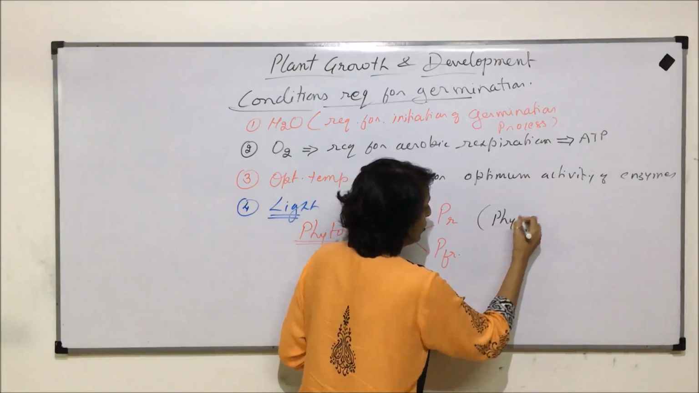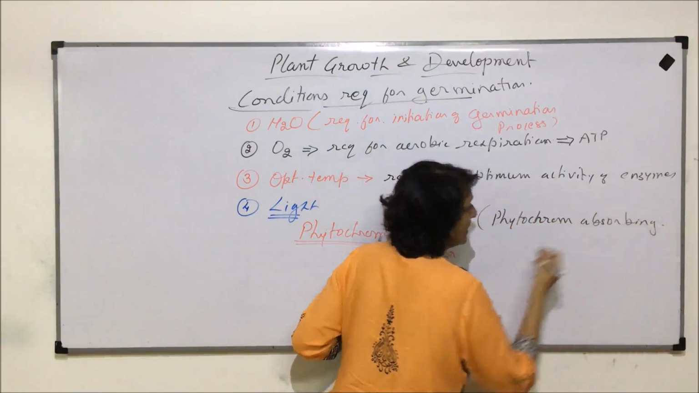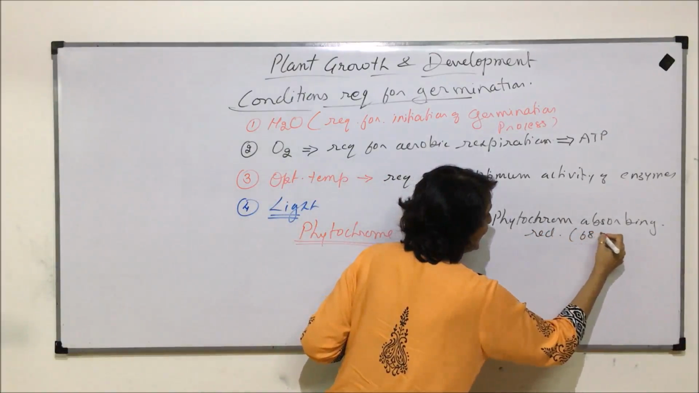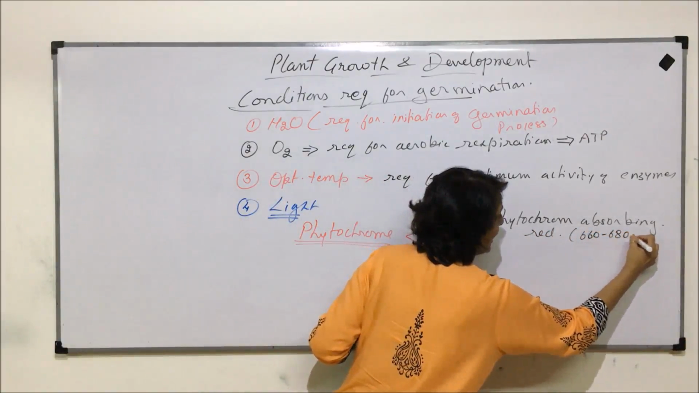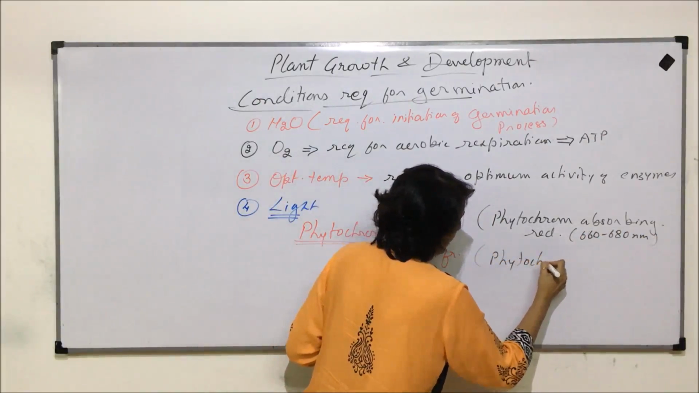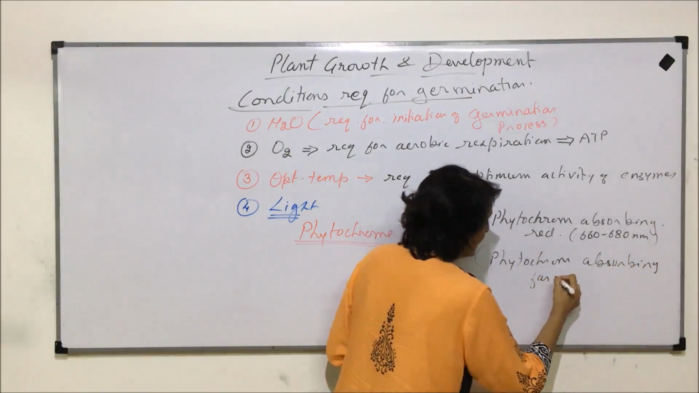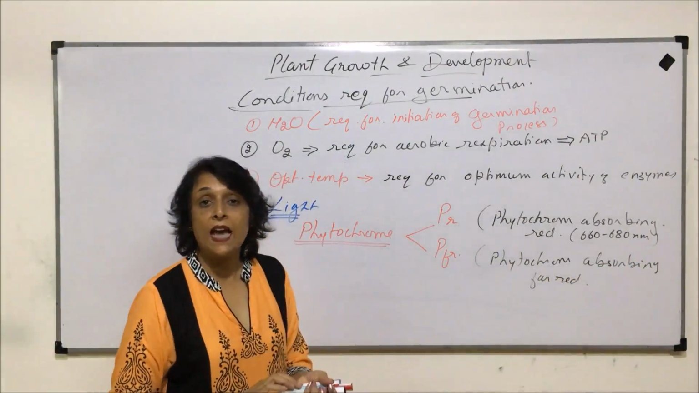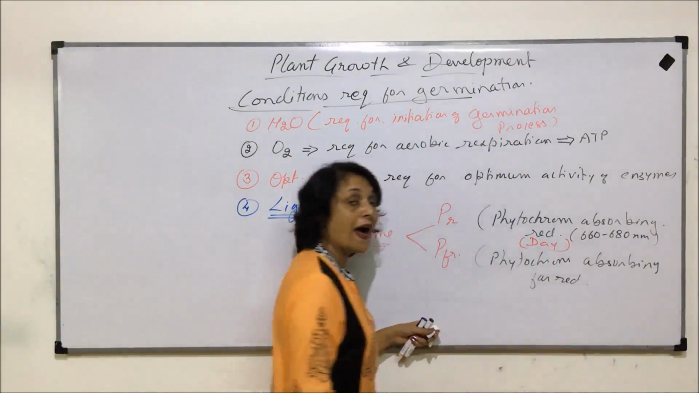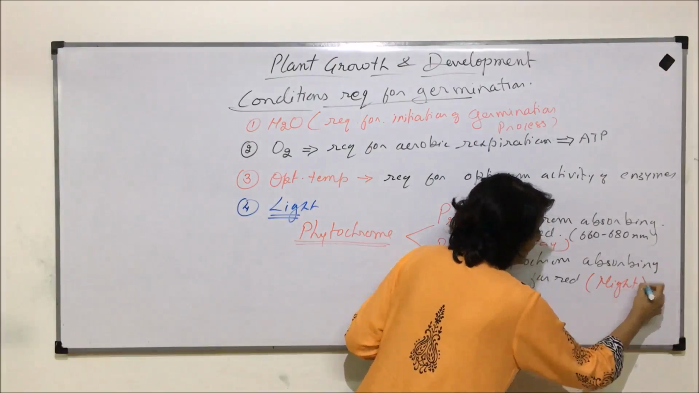So PR is phytochrome absorbing the red wavelength or red band of light. This is around 660 to 680 nanometers. And PFR is the phytochrome which absorbs far red. Now, one more thing which we have to remember here is the time when these wavelengths are available. Red is available during daytime because this is a part of the visible spectrum, and far red is available during night or the dark phase.